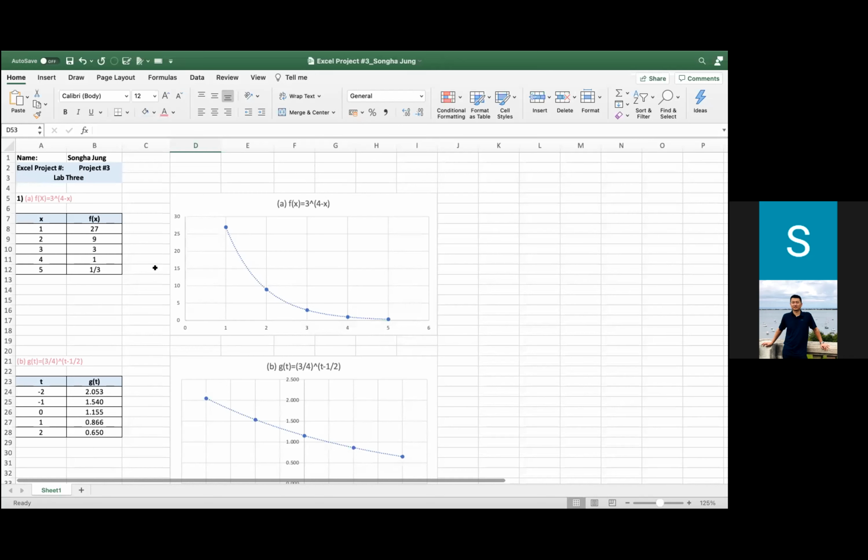Okay, can you see my screen? Yes, I can see that. Yep.